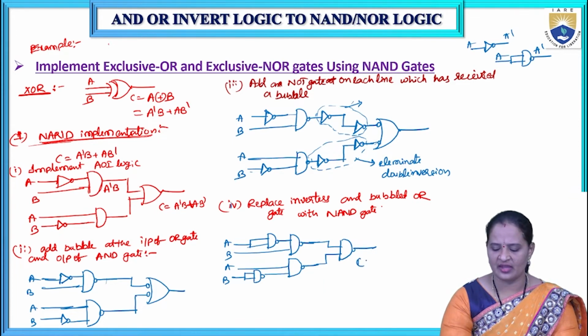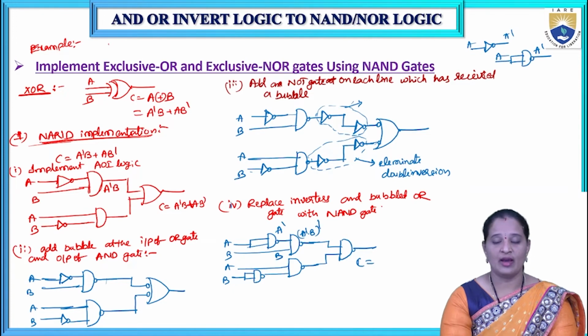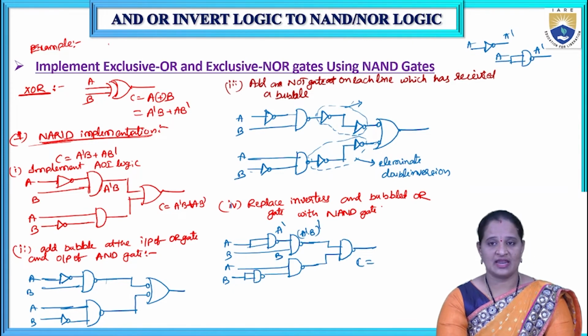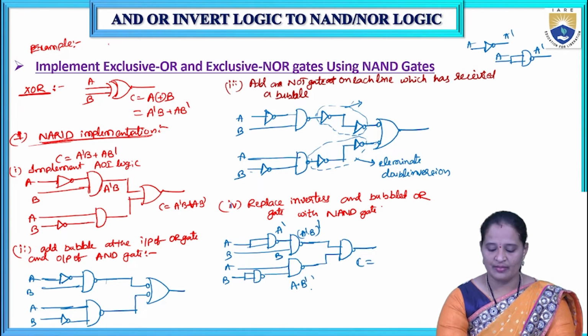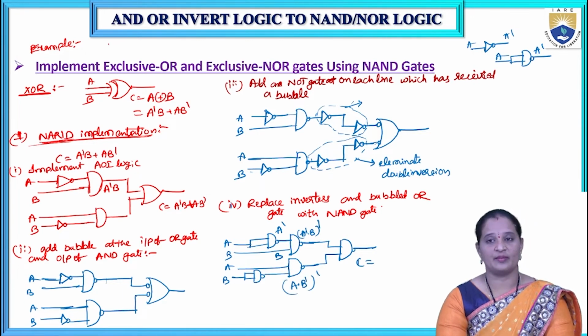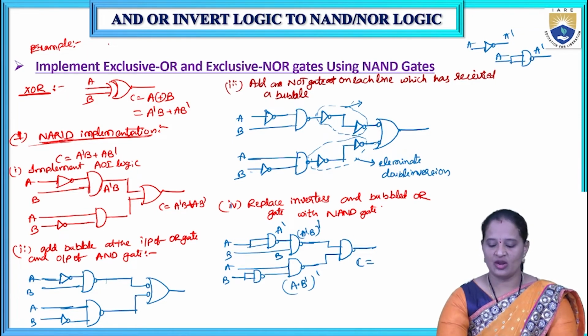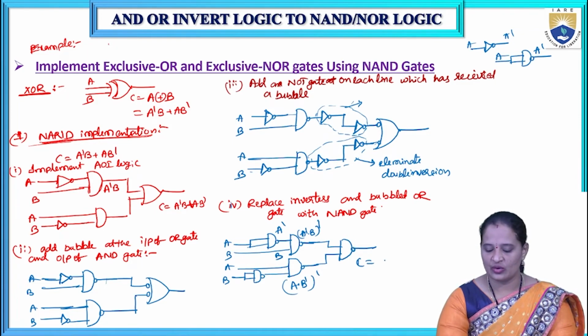Now let us verify whether the output is the same or not. So what we are getting here: A bar, this is B. So A bar dot B, whole bar. This is the output of the first NAND gate. Next, this is A dot B bar, whole complement, and then these two are multiplied here. So here (A bar dot B) whole bar dot (A dot B bar) whole bar.